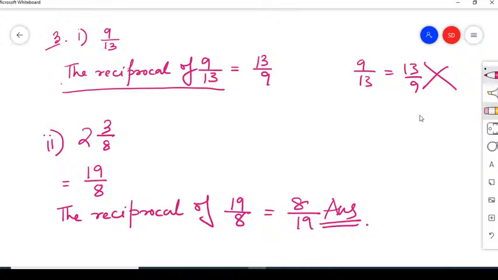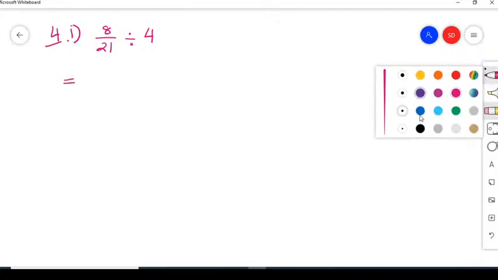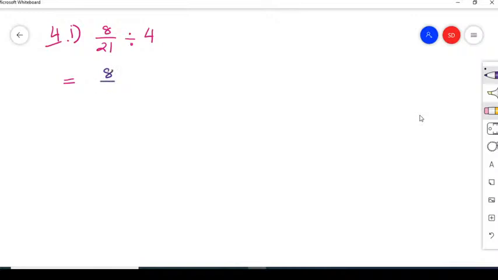Now let's do division. Question number 4, subpart 1: 8 by 21 divided by 4. Now be very careful. 8 by 21 divided by 4 means what? 4 by 1.